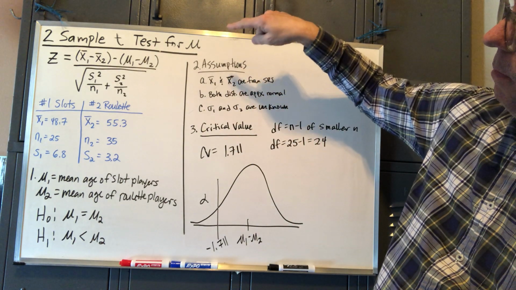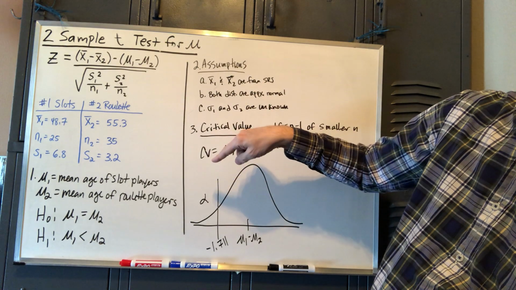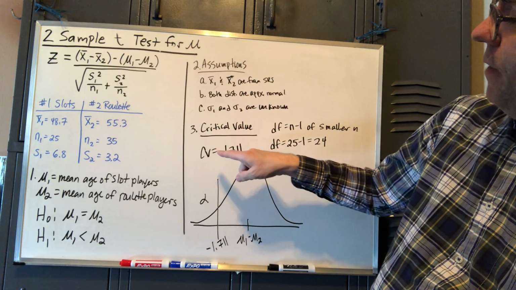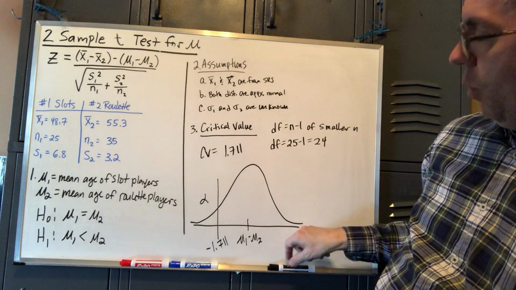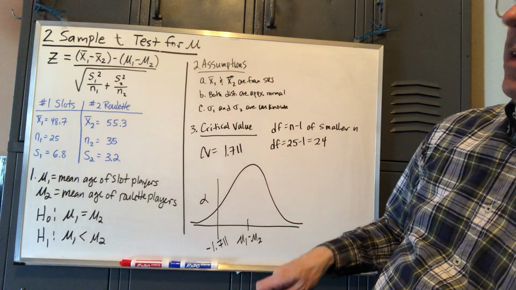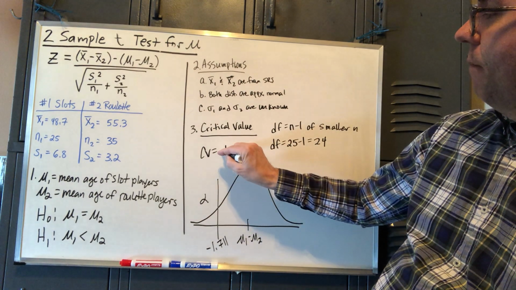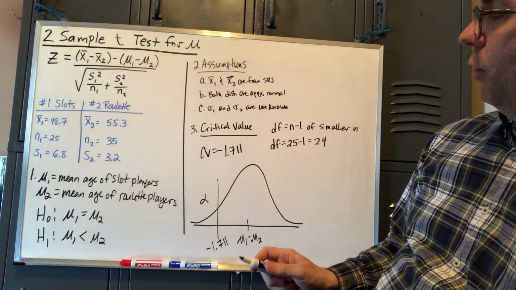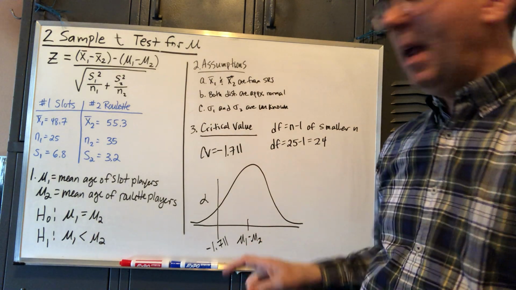Okay, one-tailed 0.05, degree of freedom of 24. And what value do you get? 1.711. But it's on the left side, so we have to put a little negative sign in front of it. Okay, it's negative 1.711, which makes this sketch.